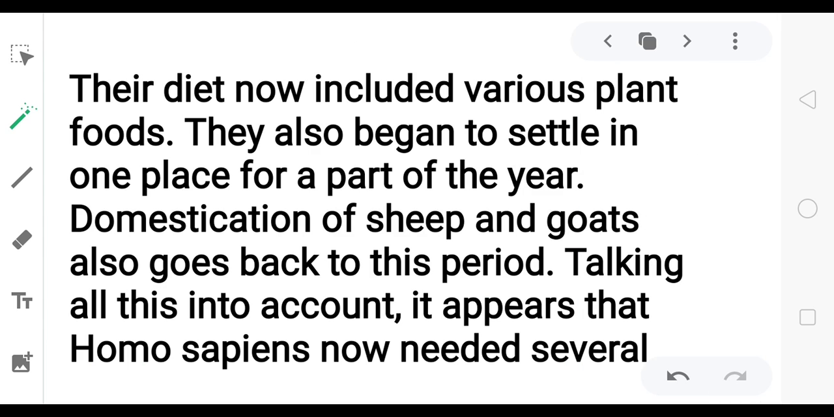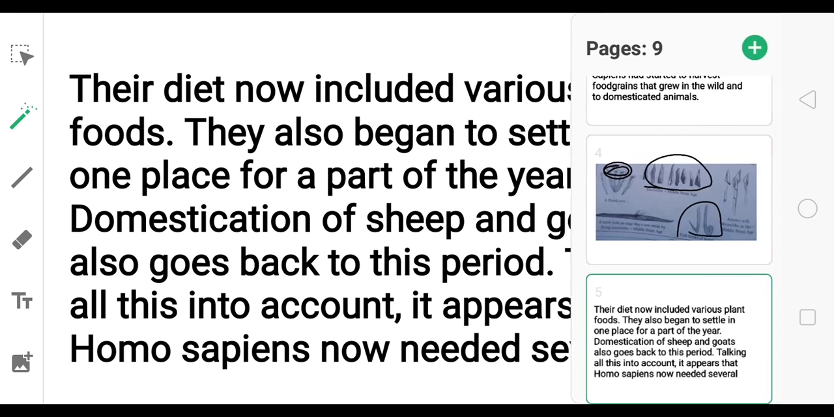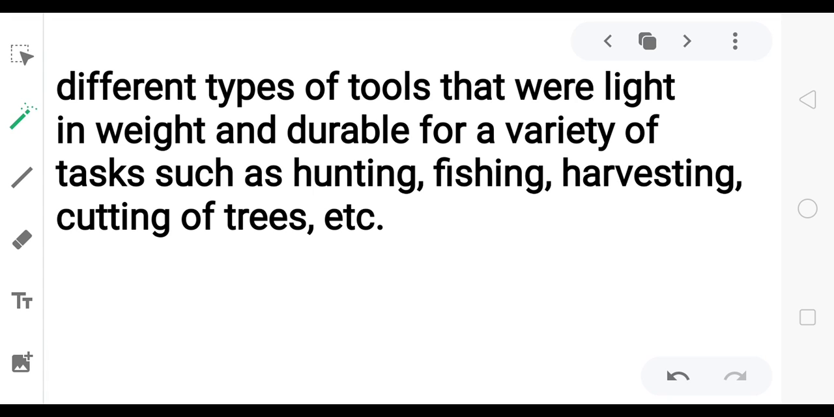Their diet now included various plant foods. They also began to settle in one place for a part of the year. Domestication of sheep and goats also goes back to this period. Taking all this into account, it appears that Homo sapiens now needed several different types of tools that were light in weight and durable for a variety of tasks, such as hunting, fishing, harvesting, cutting of trees, etc.